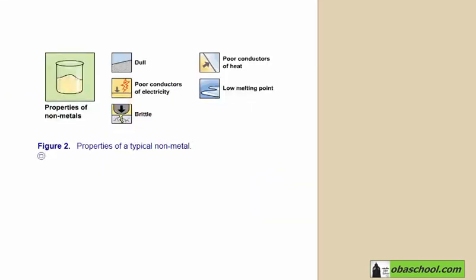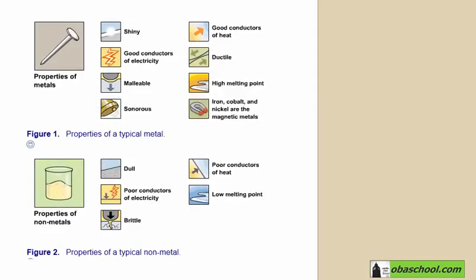Let's now investigate the physical properties of nonmetals. Nonmetals are dull, they are poor conductors of electricity and they are poor conductors of heat as well. They are brittle and they have low melting points. It's important that you remember these physical properties of metals and nonmetals.